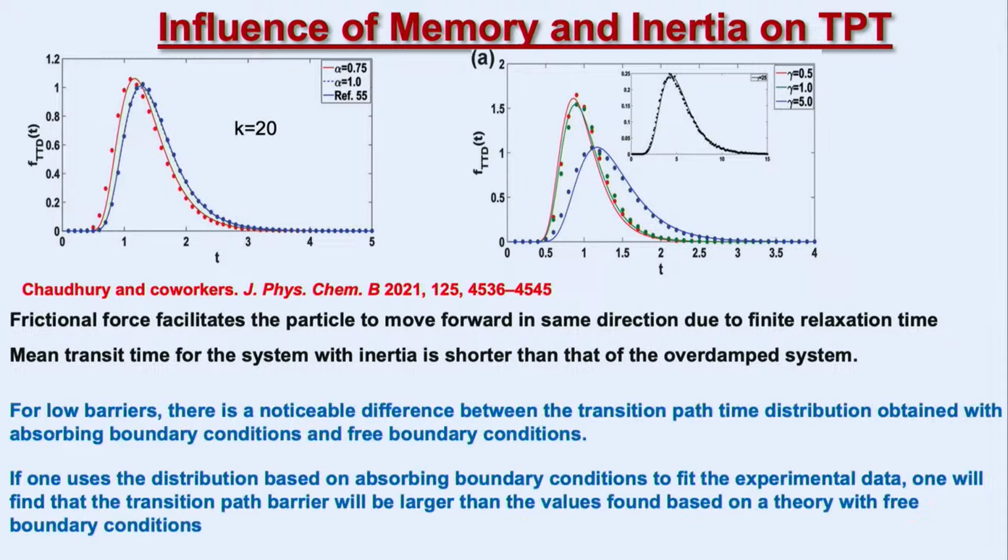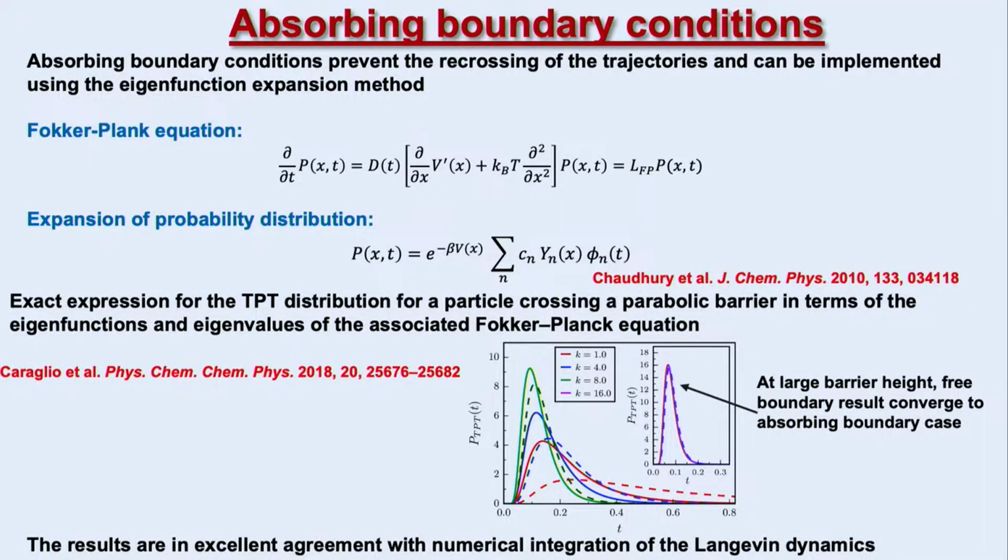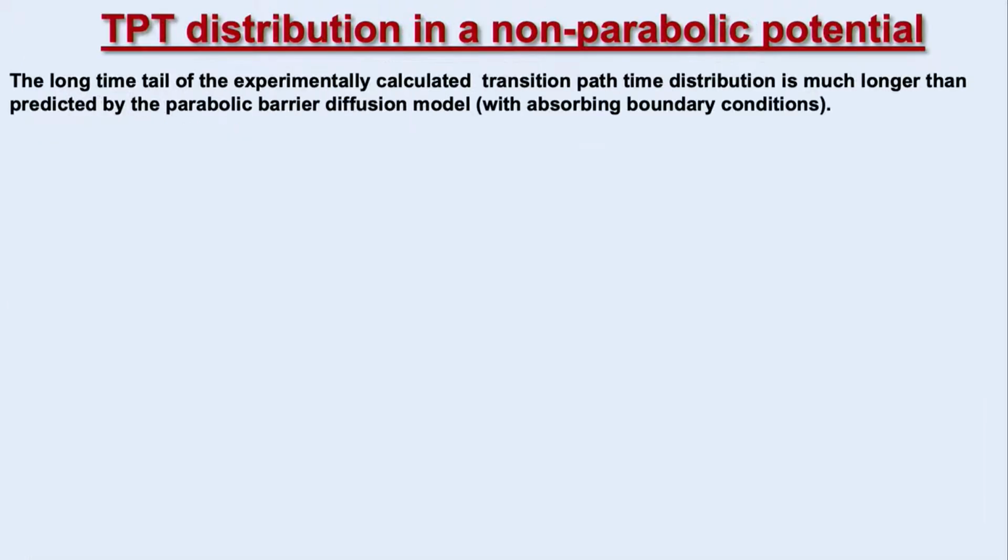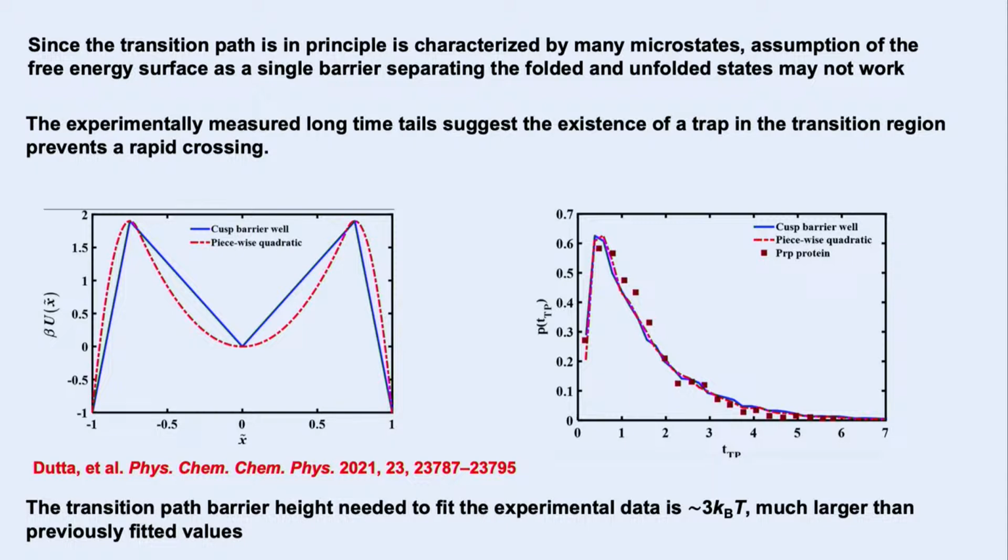For low barriers, one would observe a difference between the transit path distribution obtained between absorbing boundaries and free boundaries, because recrossings can take place, and that is not what the transit path time is. And also, if one uses the distribution based on absorbing boundaries and fits experimental data, one will find that the transition path free boundary results, as expected, will converge to the absorbing boundaries. Well, in this case, the expression that was obtained by using this eigenfunction technique was also compared using absorbing boundaries or by recrossing, two types of potentials.